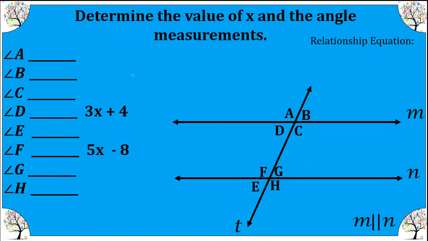Okay, let's do one more. Angle D and angle F. These are same side interior angles. That means they are supplementary. So our relationship equation is angle D plus the measurement of angle F equals 180 degrees. We have 3x plus 4 plus the measurement of F, 5x minus 8, equals 180 degrees.